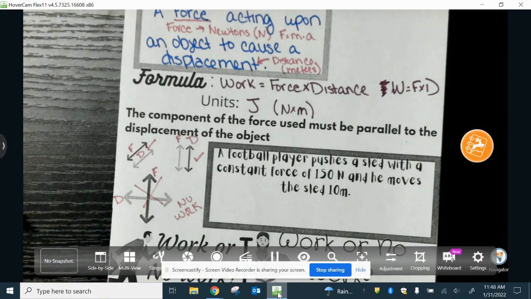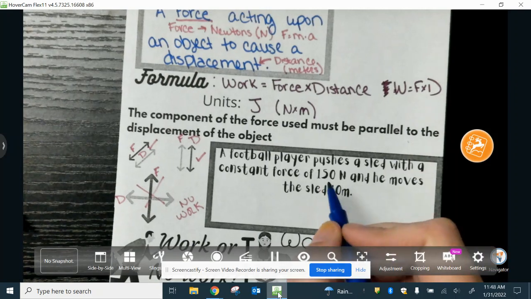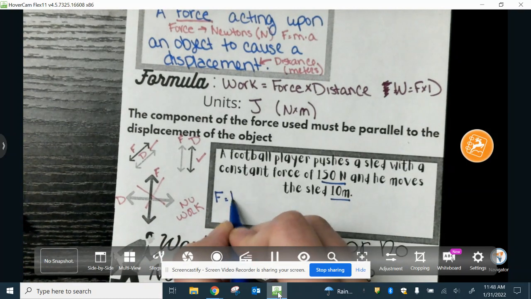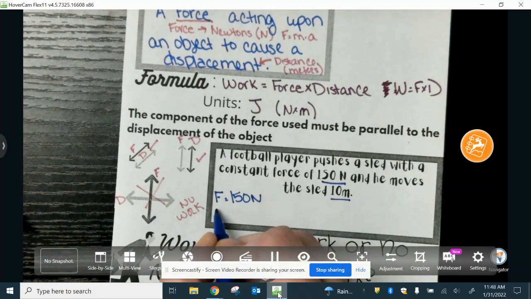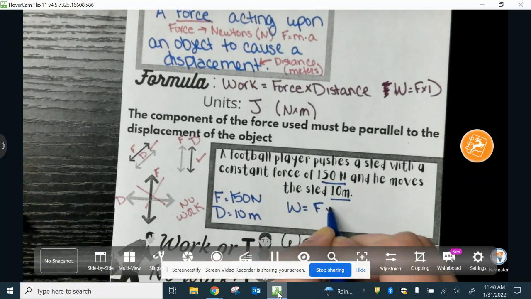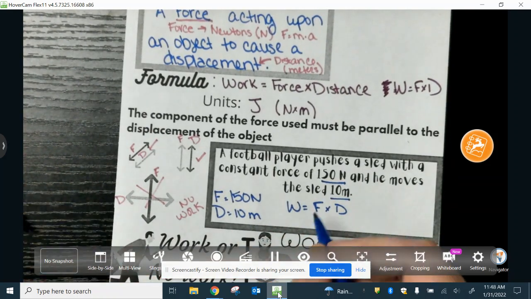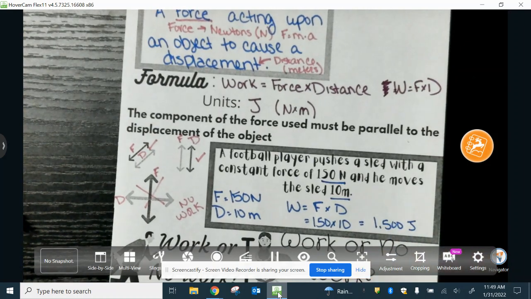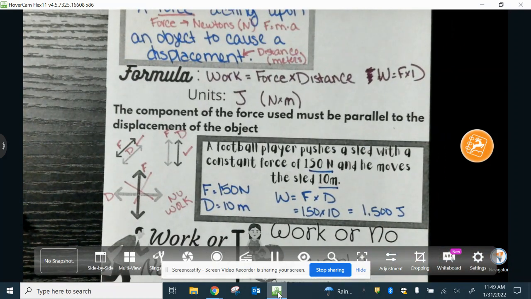A football player pushes a sled with a constant force of 150 newtons, and he moves the sled 10 meters. So my force is 150 newtons, and my distance is equal to 10 meters. Work equals force times distance, 150 times 10. Super simple, super straightforward. This is a one-step equation. You can do this all day, every day.